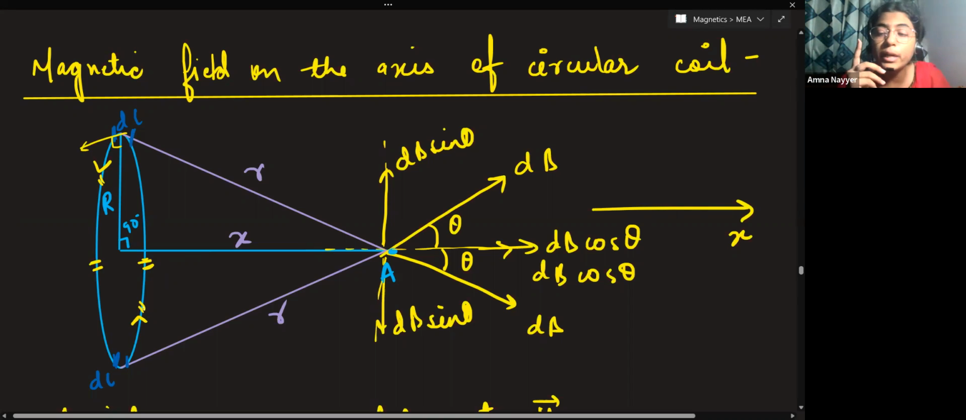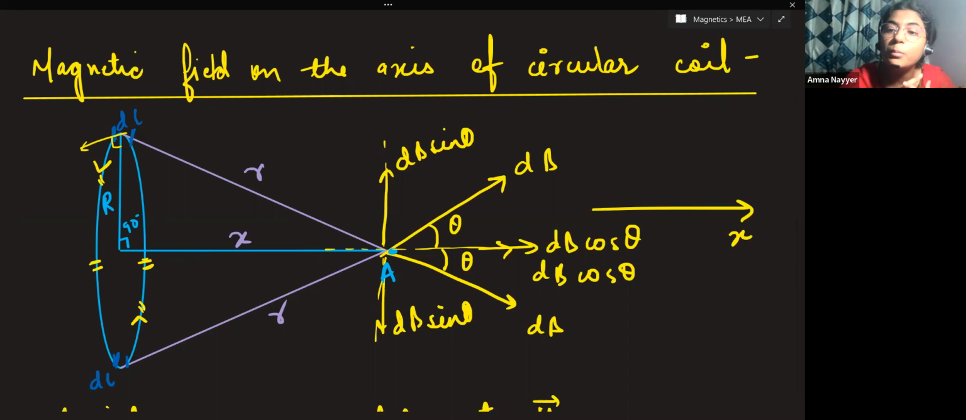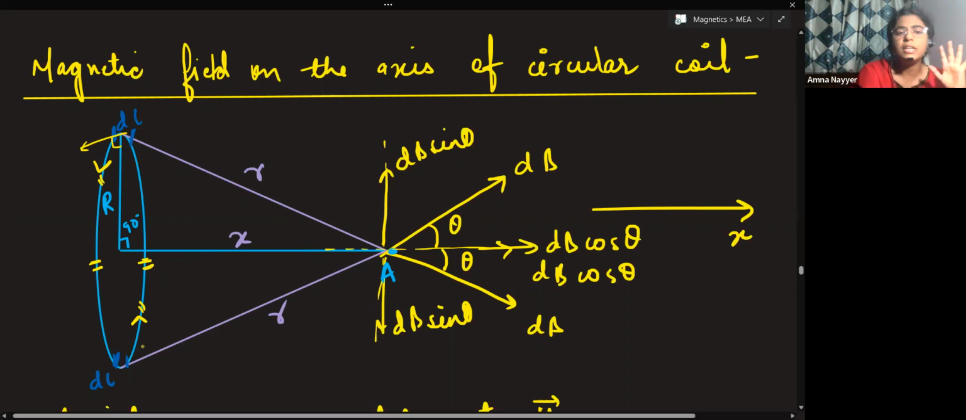So the cos component will get added up. And what about the sine component? The sine component will get cancelled. And how do we know this? We know this because we have taken two elements and we have seen what happens. So cos theta was getting added up because it is in the same direction. Sine theta was in the opposite direction, so it will get cancelled.